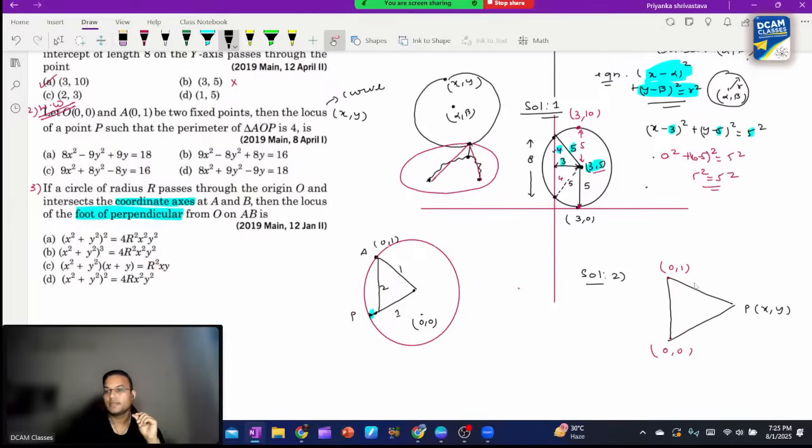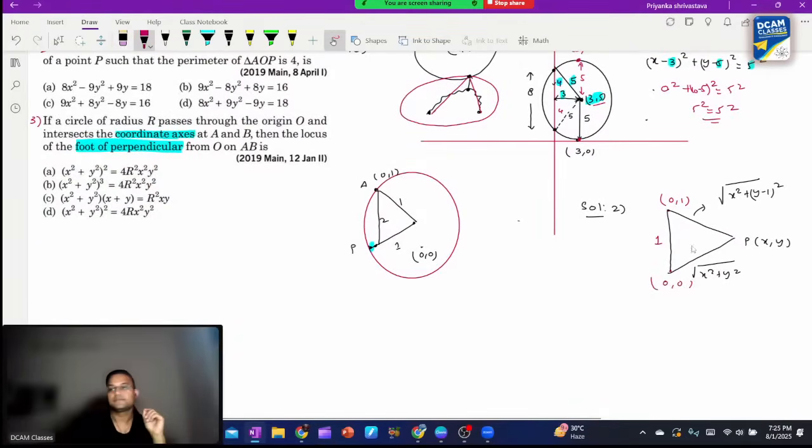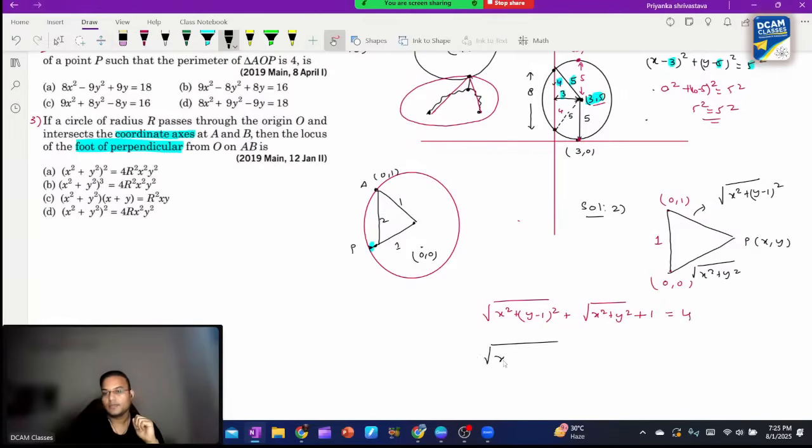They have given this length is root over x square plus y minus 1 whole square. This length is root over x square plus y square. This distance is 1. Now it's given root over x square plus y minus 1 whole square plus root over x square plus y square plus 1 is equal to 4. I have to get the equation only, so root over x square plus y minus 1 whole square plus root over x square plus y square will be equal to 3.